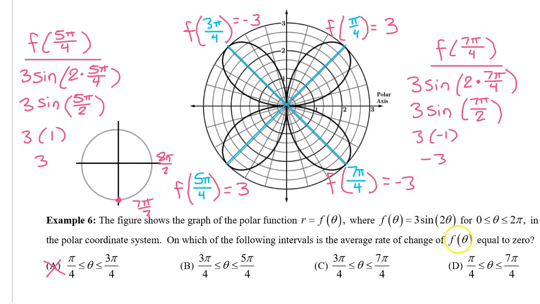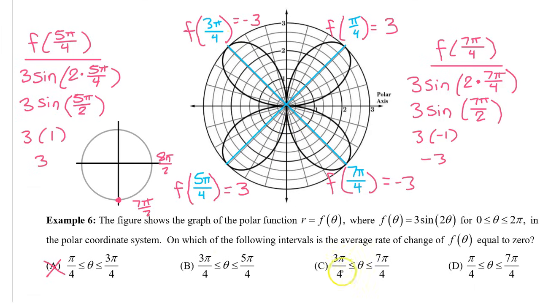The average rate of change will be 0 on any interval where f of b and f of a are the same. So for example, from pi over 4 to 5 pi over 4, the average rate of change would be 0. Or between these two, from 3 pi over 4 to 7 pi over 4, the average rate of change would be 0 because f at b and f at a are equal.